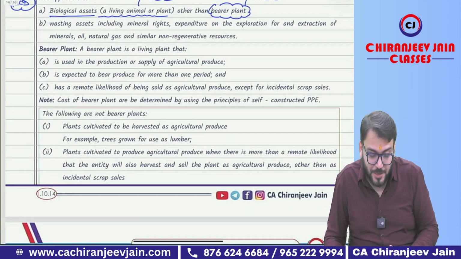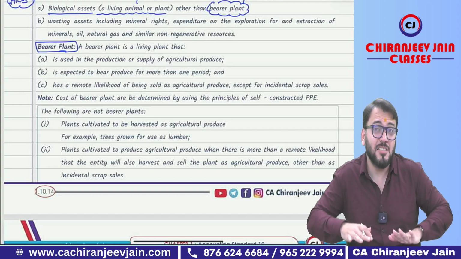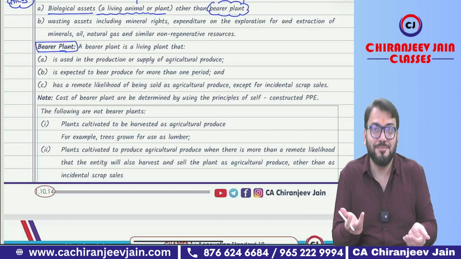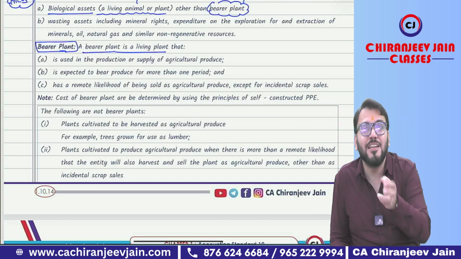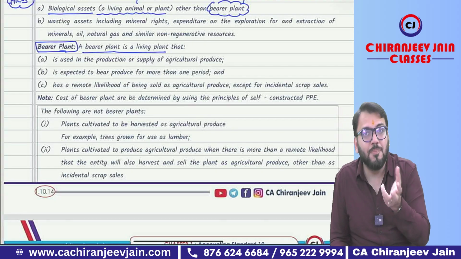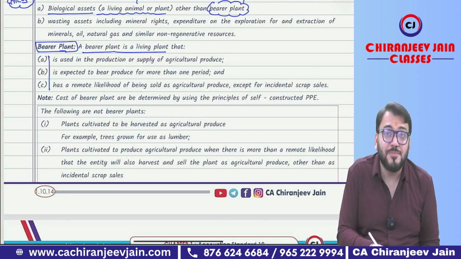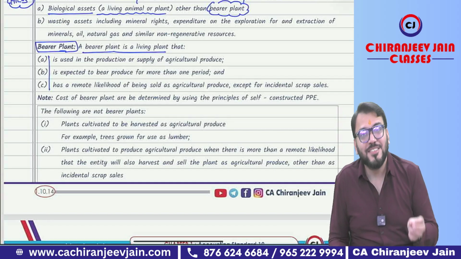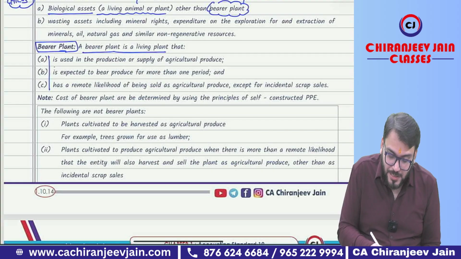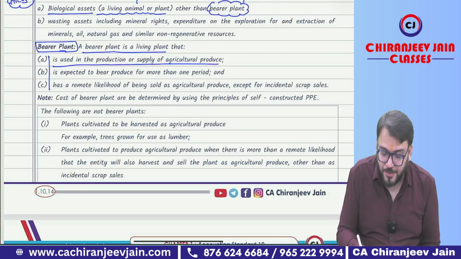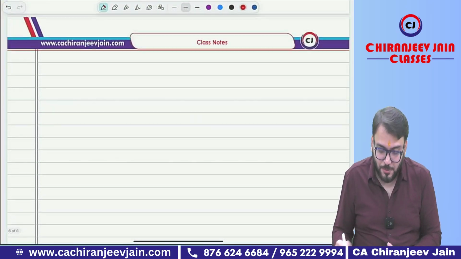So what is the meaning of bearer plant? That definition is given under AS10. Whether this is important, I don't know, but I need to explain. A bearer plant is a living plant that satisfies 3 conditions. If all the 3 conditions are satisfied, that living plant will be a bearer plant and AS10 will be applicable. First condition, it is used in the production or supply of agriculture produce. Let me draw examples.